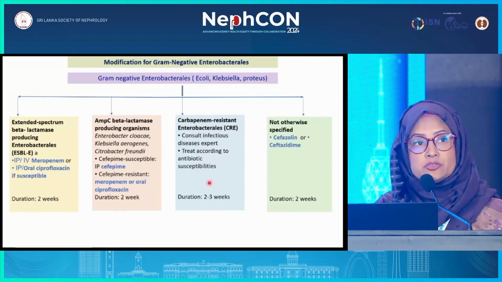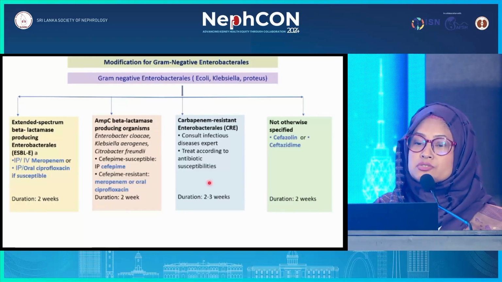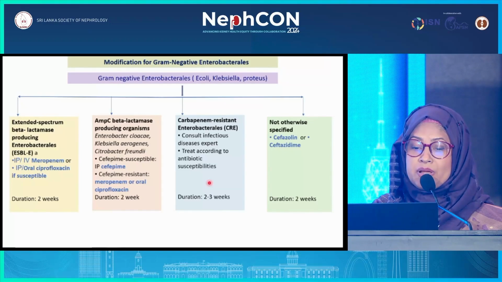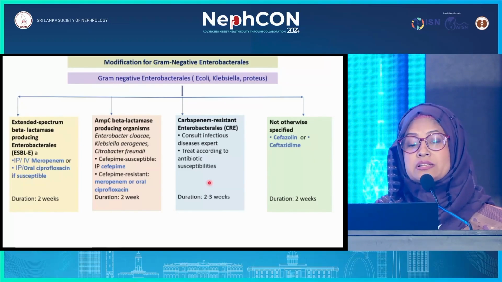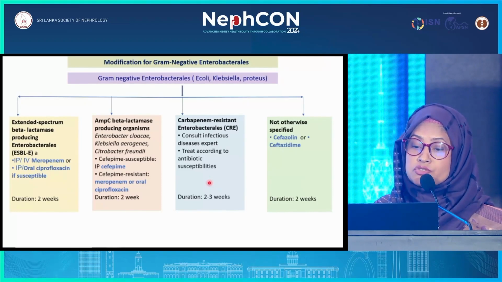So it should be treated with IV or IP meropenem, or IP or oral ciprofloxacin, and the duration is 2 weeks. For AmpC beta-lactamase producing organisms like Enterobacter cloacae, Klebsiella, Citrobacter, we can start IP cefepime. If cefepime resistant, then we can give IP or IV meropenem or IP or parenteral ciprofloxacin for 2 weeks.